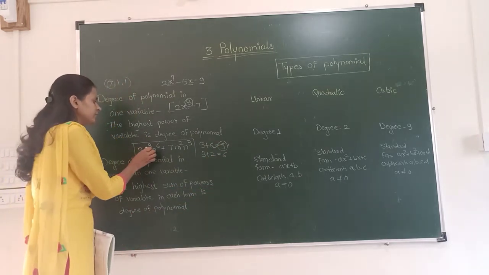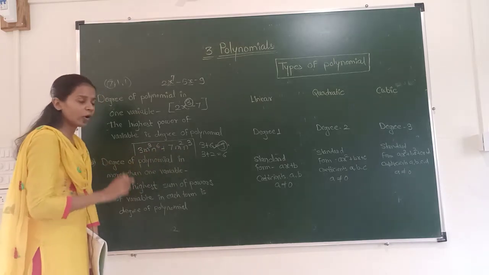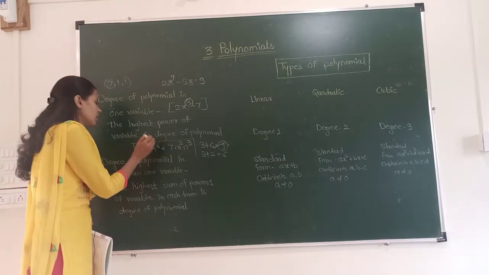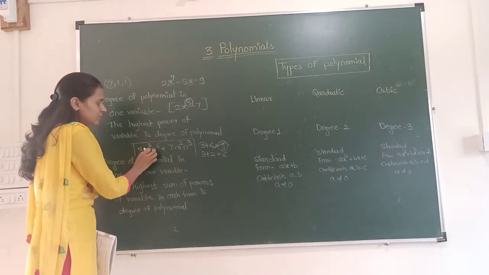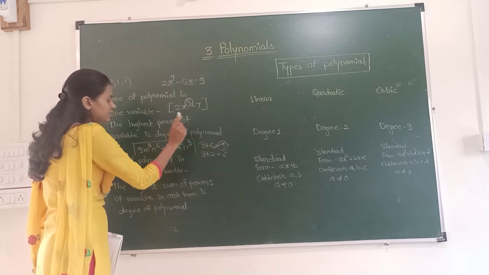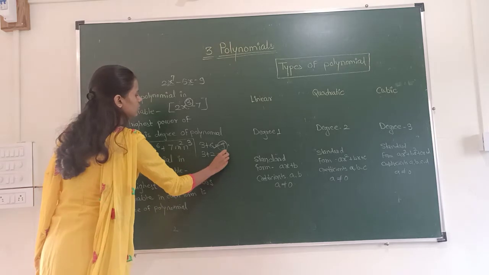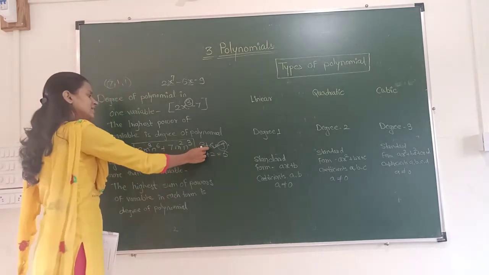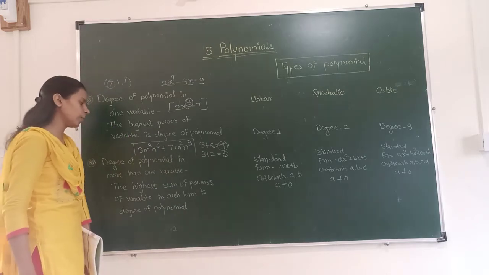Why? Because if there is more than one variable in the given polynomial, then add the degrees for each term. We have added for this term 6 plus 3 is equal to 9. We have separately added for this term 3 plus 2 is equal to 5. So the highest addition is 9. Therefore 9 is the degree of the polynomial.